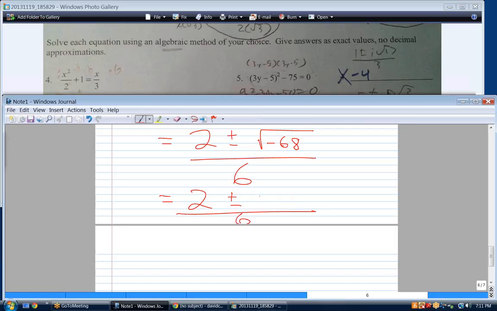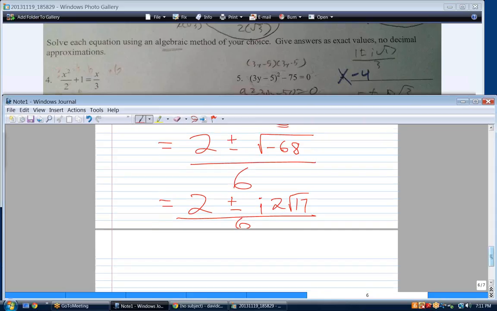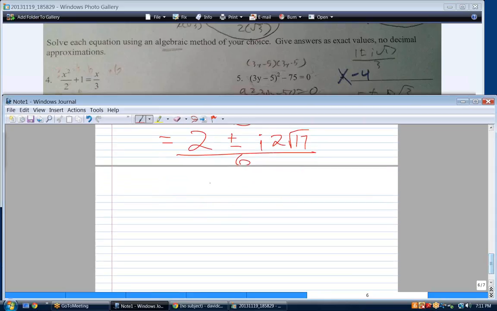2 plus or minus 2i root 17. Okay. And then in the next line, put them into fractions, or you can reduce. So x equals... you can do that in one step if you want. Let's just split it into two fractions and reduce at the same time.